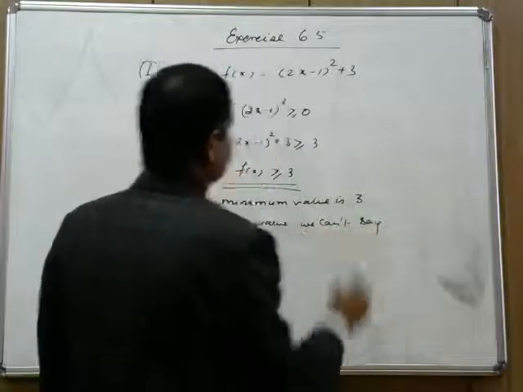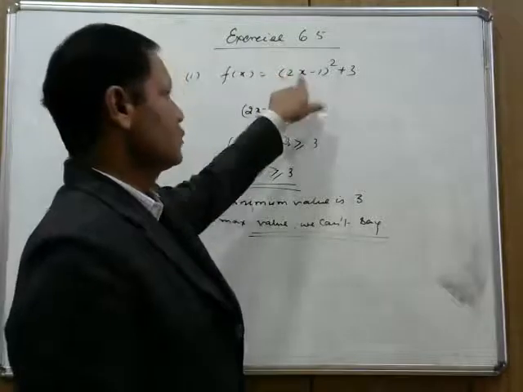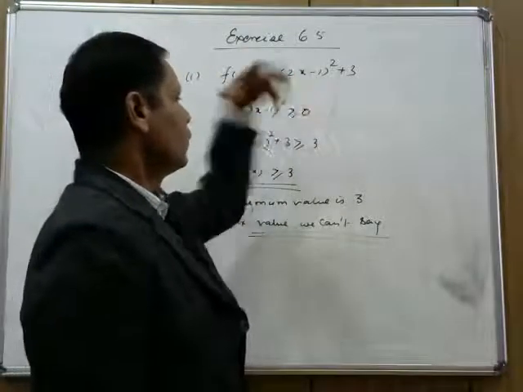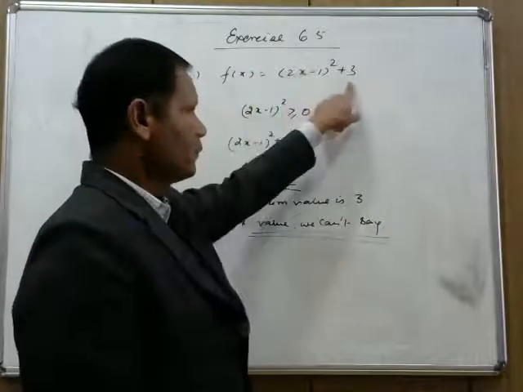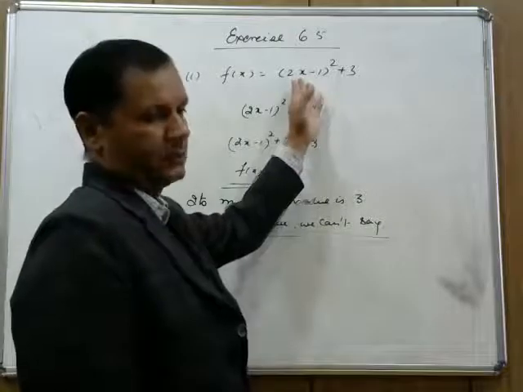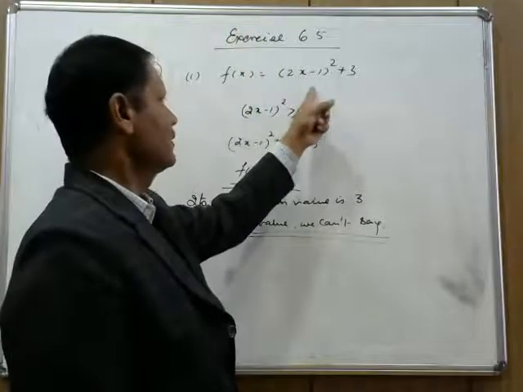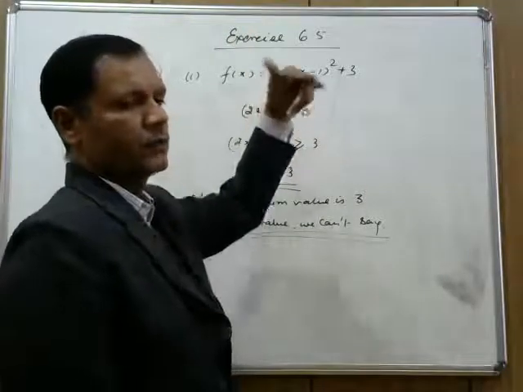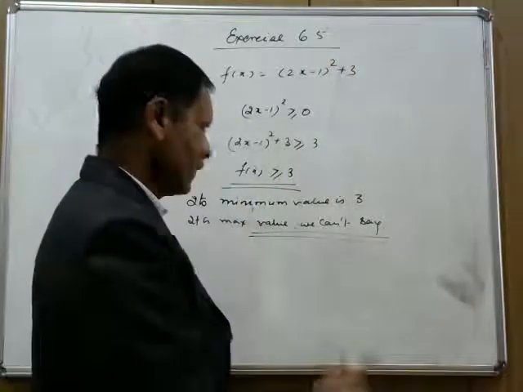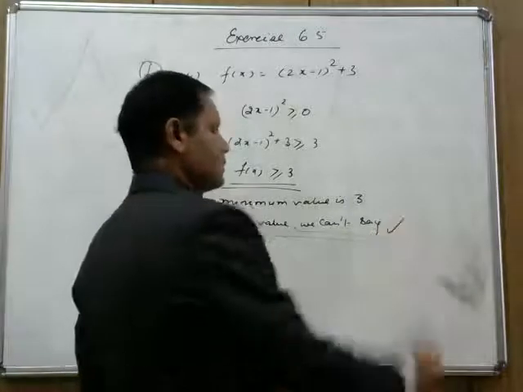Why? See now the function f of x. If I take any value of x, of course this (2x minus 1) whole square will always be positive. That's why for the whole function, its minimum value will be 3 and the maximum value depends on x. As x keeps on becoming large, the value of the function f of x will also become very, very large, isn't it? That's why its minimum value is 3, right? And the maximum value we cannot say.